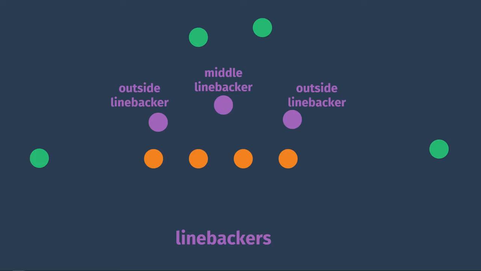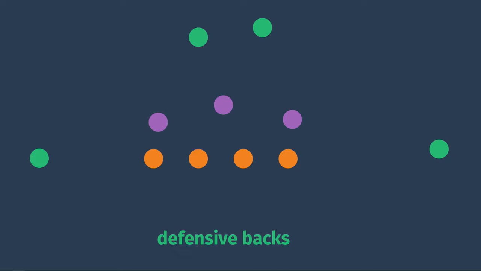The fastest players on the defense will be the defensive backs, or the secondary. First are the cornerbacks, not to be confused with the quarterback, who will line up across from the wide receivers. And then the safeties, who are the last line of defense. There's usually a strong safety who will be a little closer to the line, and then there's a free safety who's running around to help the cornerbacks with deep passes.